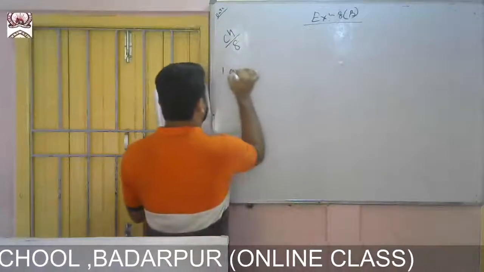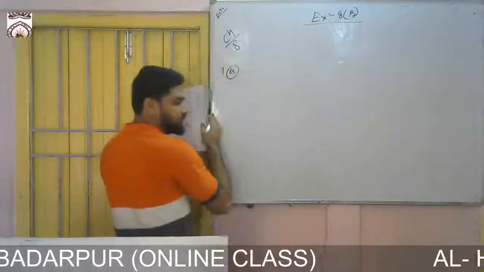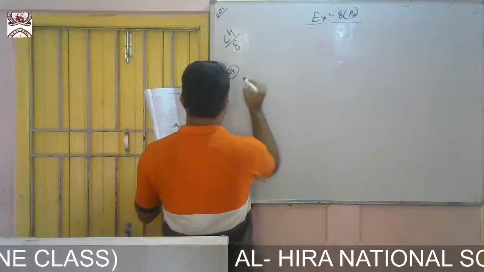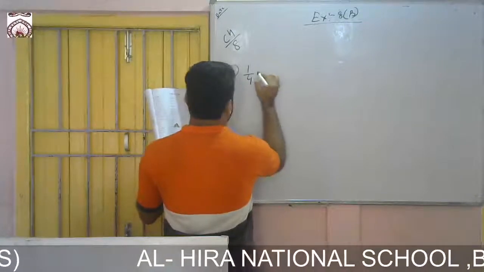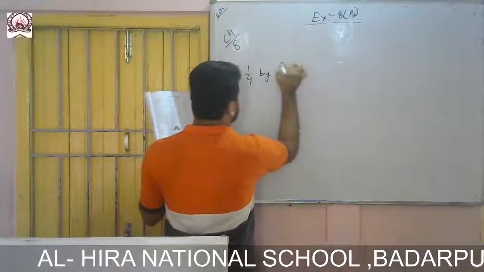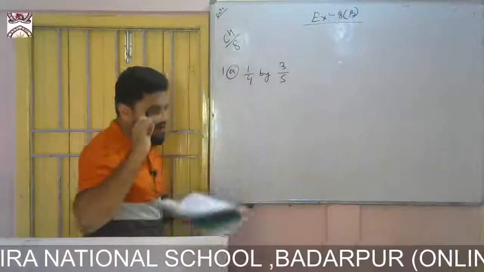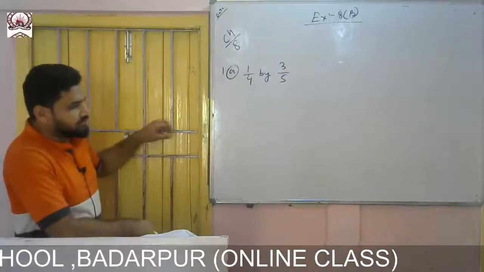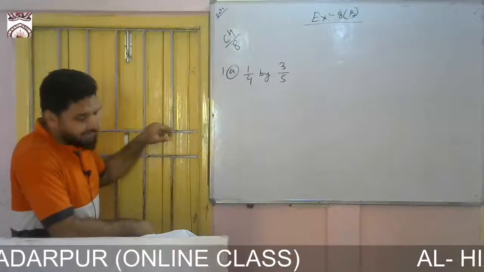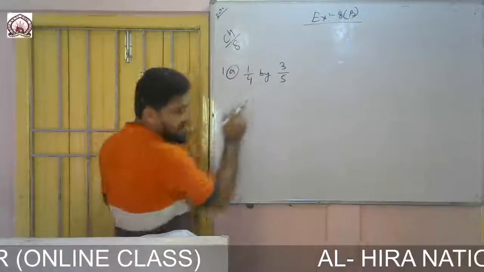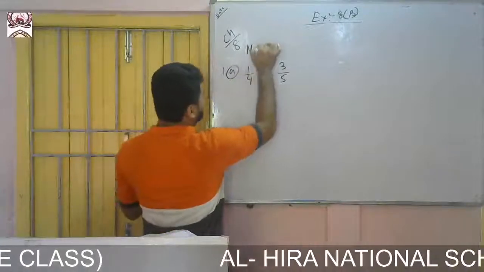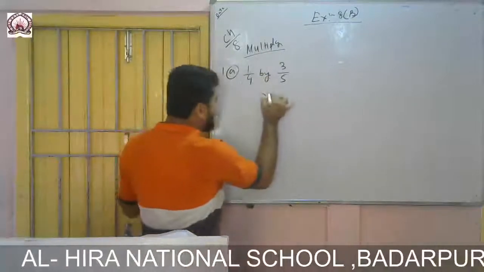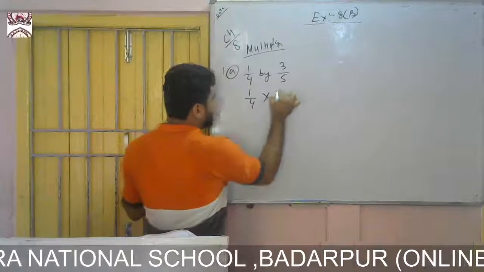So question number 1a, you see. 1 by 4, 3 by 5. Now the question says multiply. So 1 by 4, in place of "by" I shall replace it by multiplication. 3 by 5.